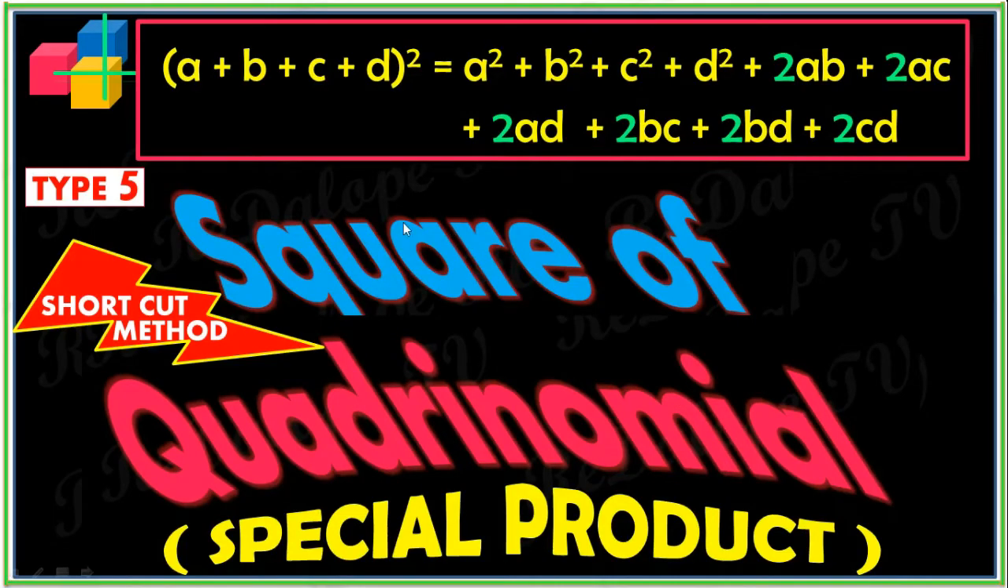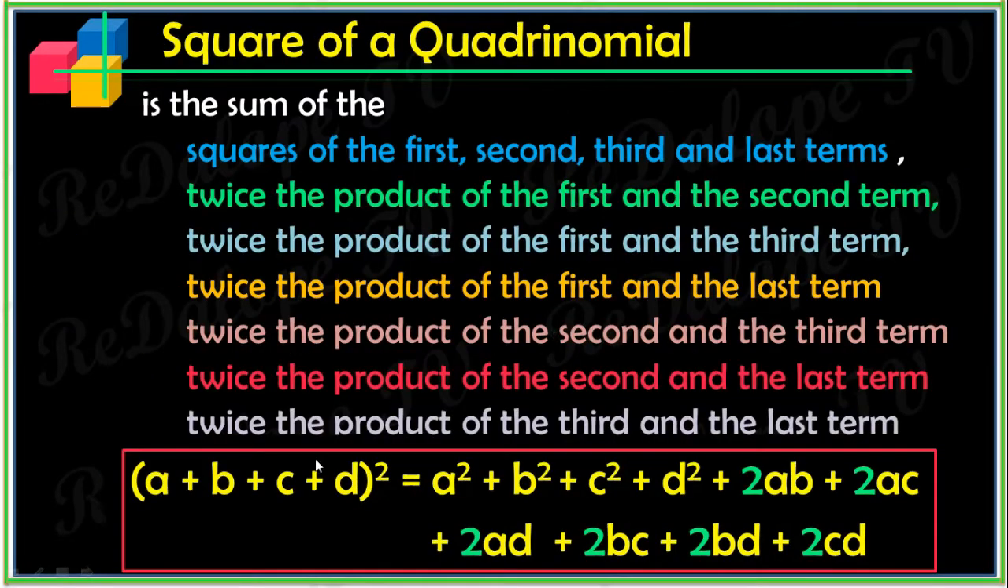This is the fifth type of special product, which is known as the square of a quadrinomial. The square of a quadrinomial is equal to the sum of the squares of the four terms: first, second, third, and the last term. The fifth term can be defined as twice the product of the first and the second term. The sixth term is twice the product of the first and the third term.